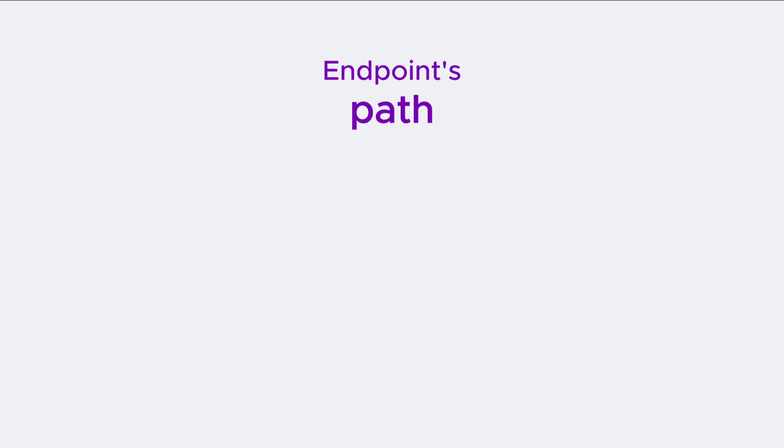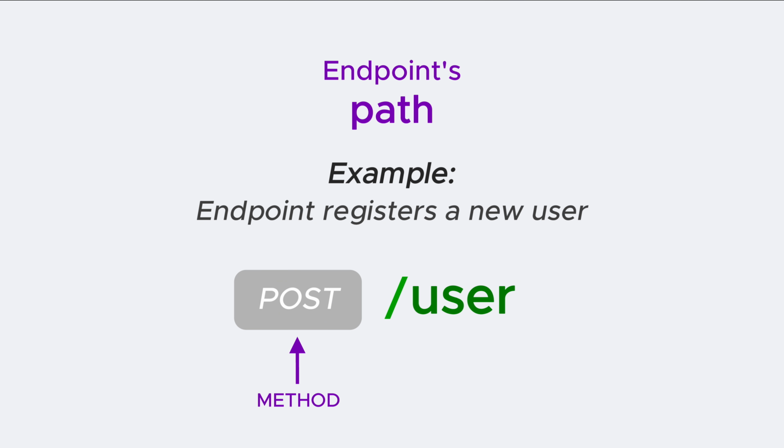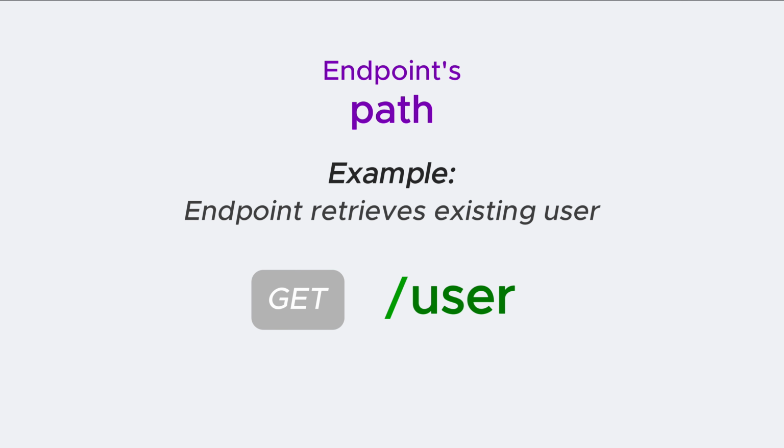For example, if the endpoint registers a new user, we could call the endpoint's path /user, together with the post method indicating that it creates data. For retrieving the user, in another endpoint, we could use the get method with the same path.